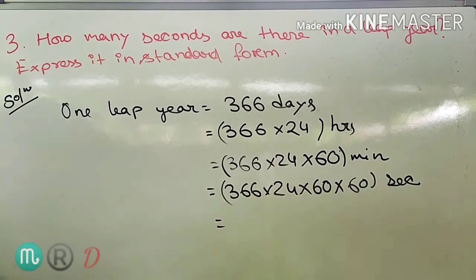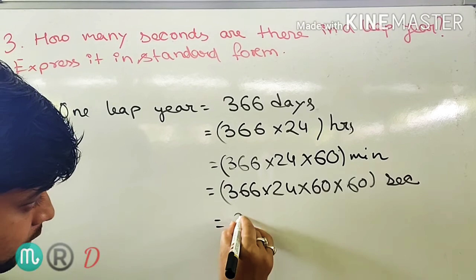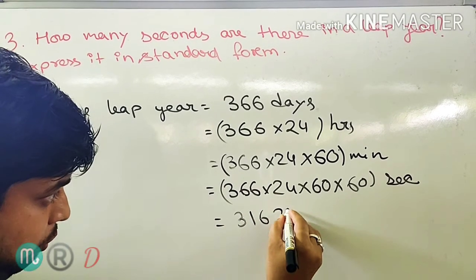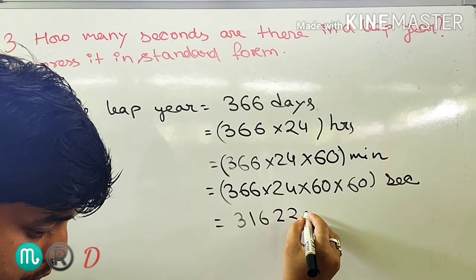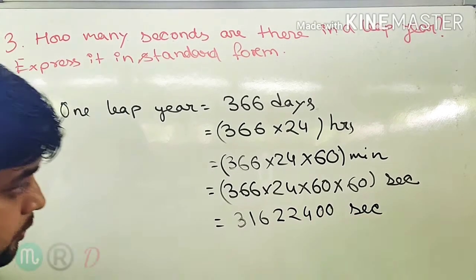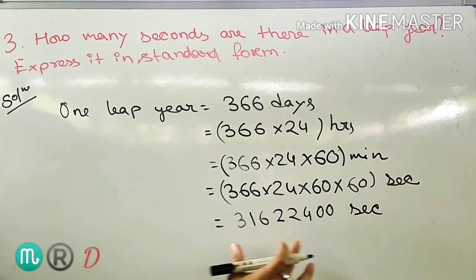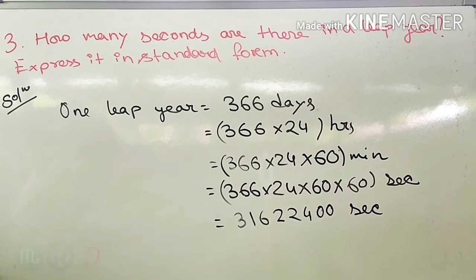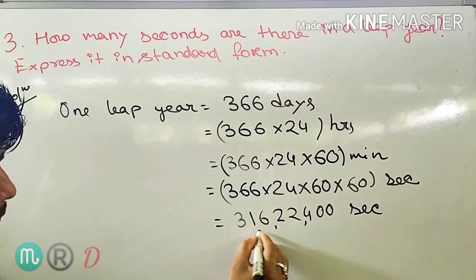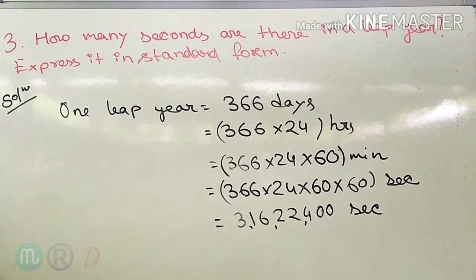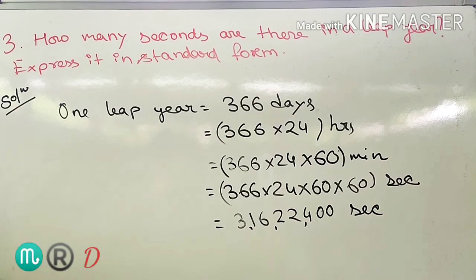Now on multiplication we get 3, 1, 6, 2, 2, 4, 0 seconds. So 1 leap year is equal to 3162240 seconds. So this is the total number of seconds in a leap year. Now next part, it is given to write in standard form.